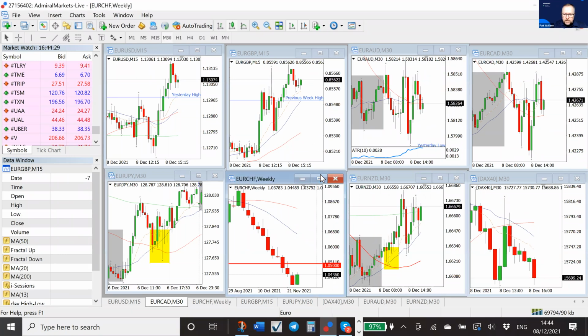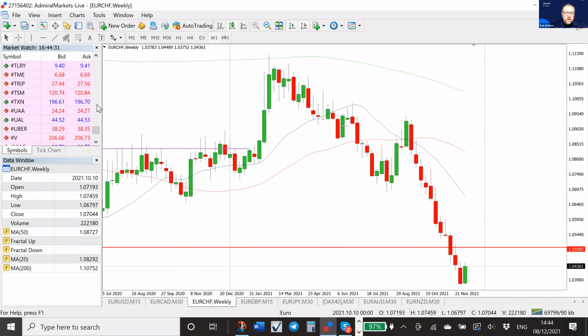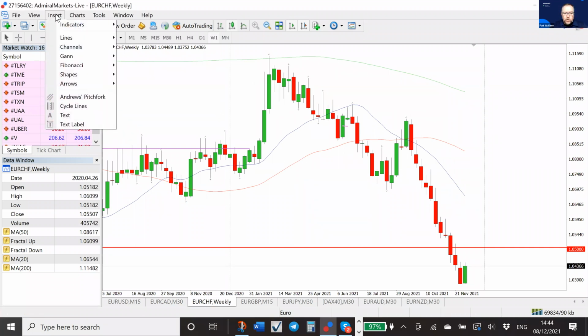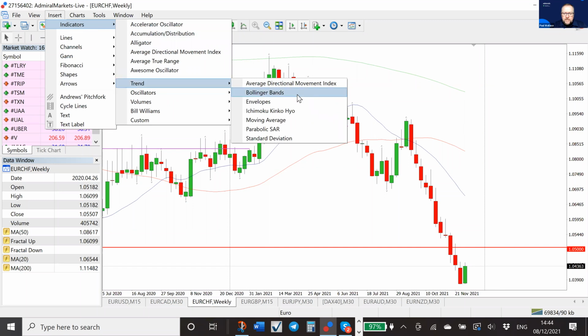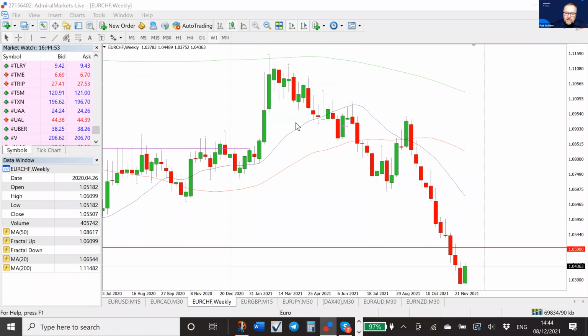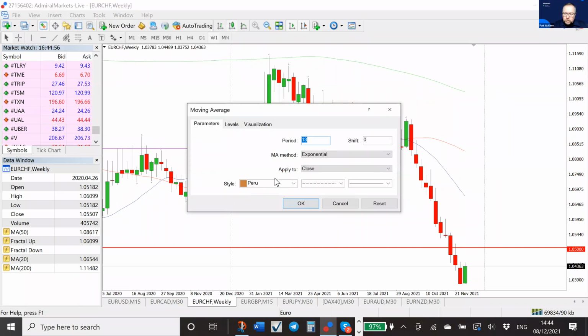Euro against Swiss franc on the weekly chart. Firstly, I think it was Michael who was asking about moving averages. This is the MT4, but MT5 is not really different. What you should be able to do is go up to Insert, then Indicators, and I think it'll be under Trend. There you go, Moving Average. So Insert, Indicators, Trend, Moving Average, and once it's there, you can amend the moving averages and choose whatever colors you particularly want.